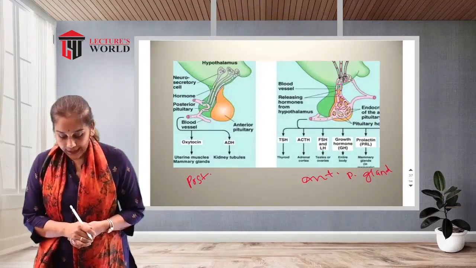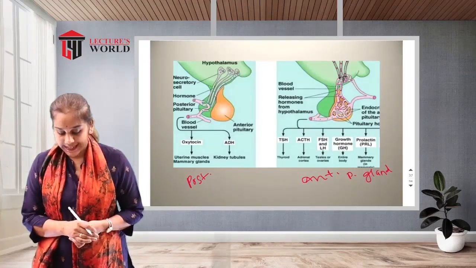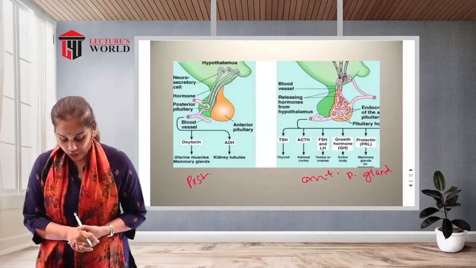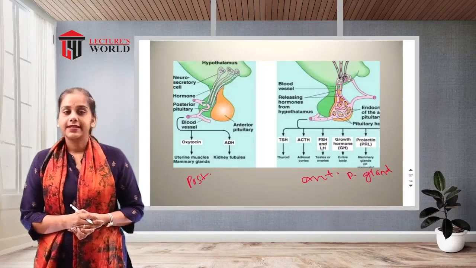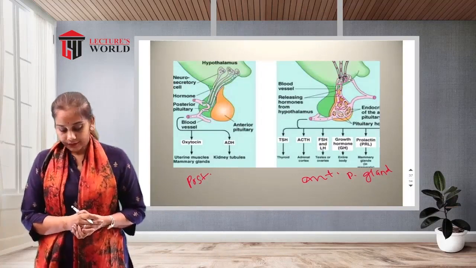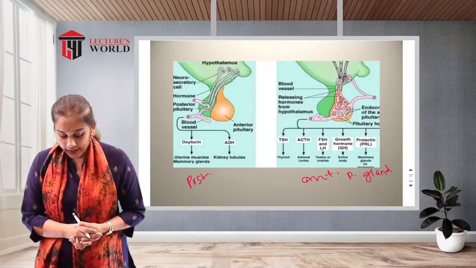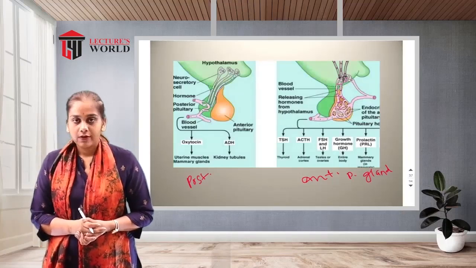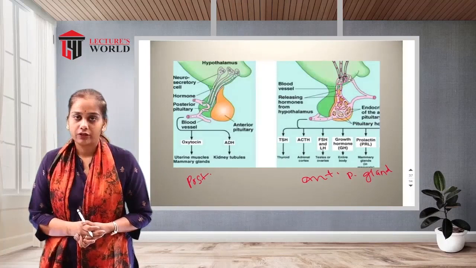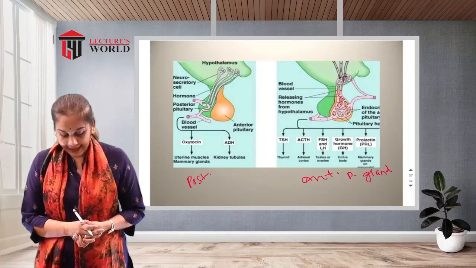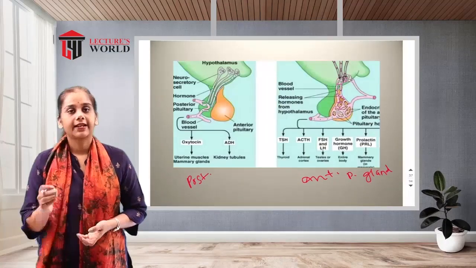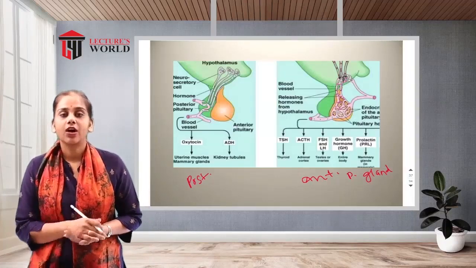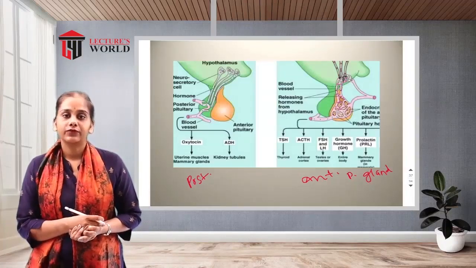Then follicle stimulating hormone and luteinizing hormone trigger the testes and ovaries, and they secrete the androgens. Then ACTH secretes the hormone corticosteroid from the adrenal cortex, or we can say adrenal glands, and thyroid stimulating hormone acts on the thyroid gland, and the thyroid gland secretes the hormones T3 and T4.